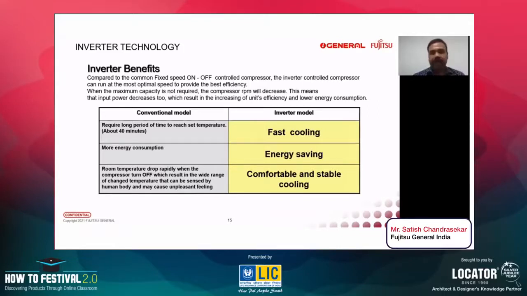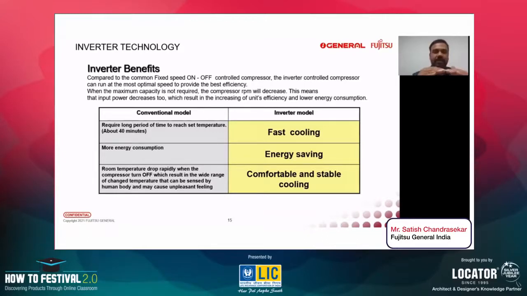The main benefits are it gives faster cooling, energy saving, and comfortable and stable cooling. We all know that in a normal split air conditioner, once you set a temperature and it reaches that temperature, the compressor cuts off, and once the temperature increases by about 1.5 degrees from the set temperature, the compressor will turn on again and restart cooling. So it is kind of on, off. That is the on-off system which we used to have all these years.